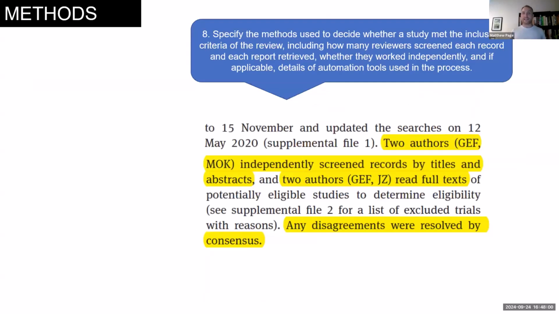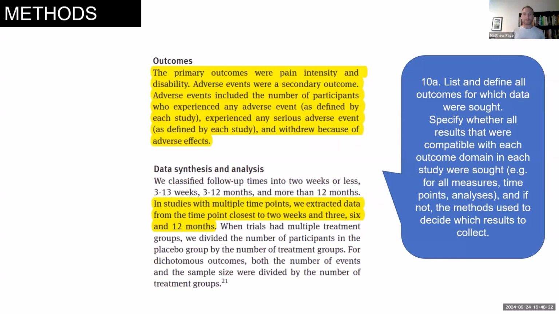In terms of the methods they used to select studies, they also made it clear the number of authors involved in this process, and that 2 of these people did this independently, screening titles and abstracts and the full text reports. And then they discussed any possible disagreements at that step of the process.